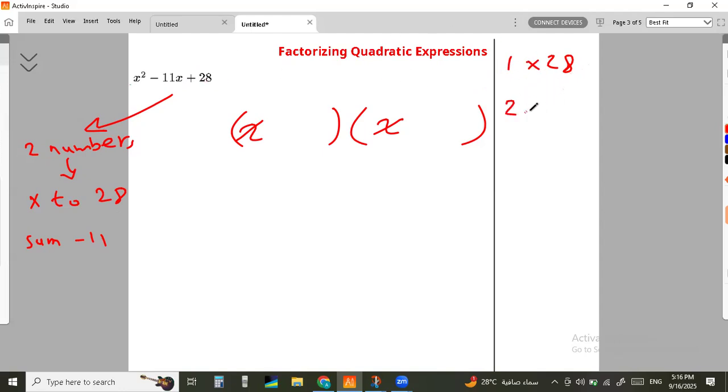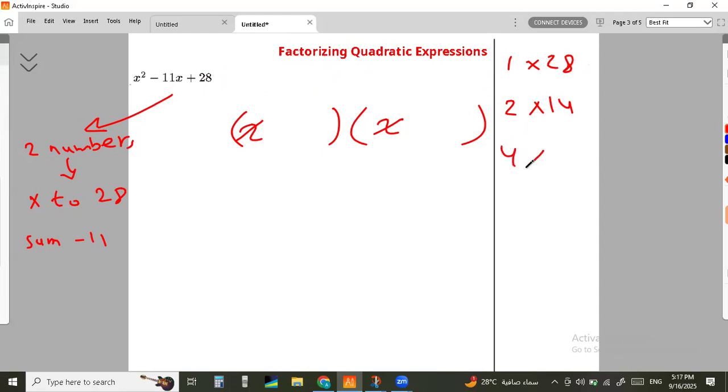Well, I might also try 2 times 14, mister. 2 times 14, they will never add up to negative 11. Even if I change the signs, they will never add up to negative 11. If you add them, if you subtract them, they will never add up to 11 at all. All right, and we've got here also what? Let's just think about it.